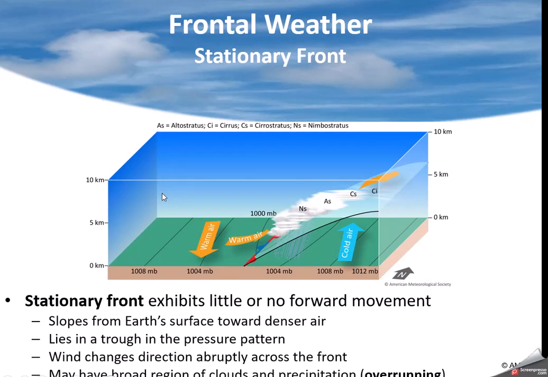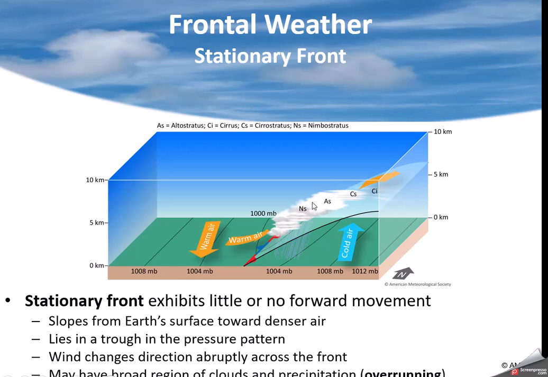Here, for example, is a stationary front. So you have a cold air mass and a warm air mass coming together, not exactly moving at all. So it just sits there. We know warm air rises, so warm air rises up over the cold front. That's why, well away from the front, you wind up with these cirrus clouds.